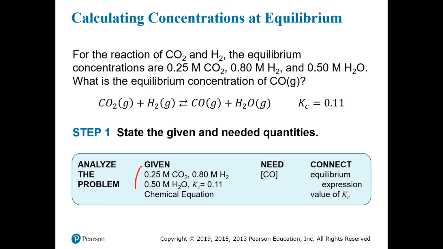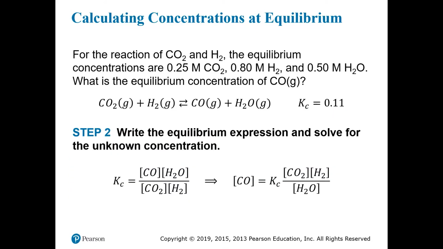So the best thing to do is to write down all the information that you're given, including the Kc value, which is often given next to the equation like this. Figure out what it is that you actually need to calculate, and then you understand that you have to use the equilibrium expression in order to get from what you're given to what you need. So the first step is to write the equilibrium expression.